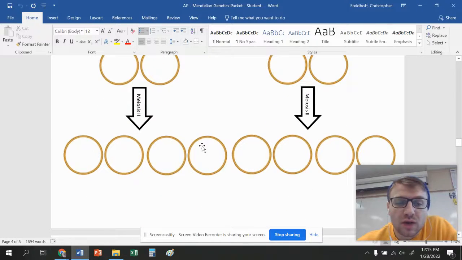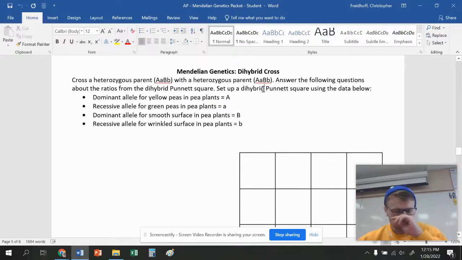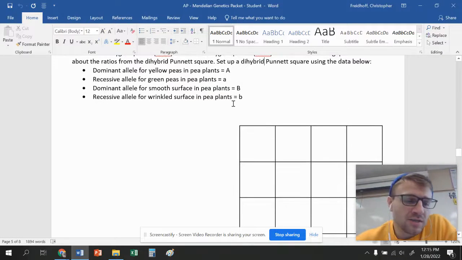So it shows you at this end, we have 4 that are actually, these 2 are going to be the same, these 2 are going to be the same, these 2 are going to be the same, and these 2 are going to be the same. That leads us into the dihybrid crosses here.